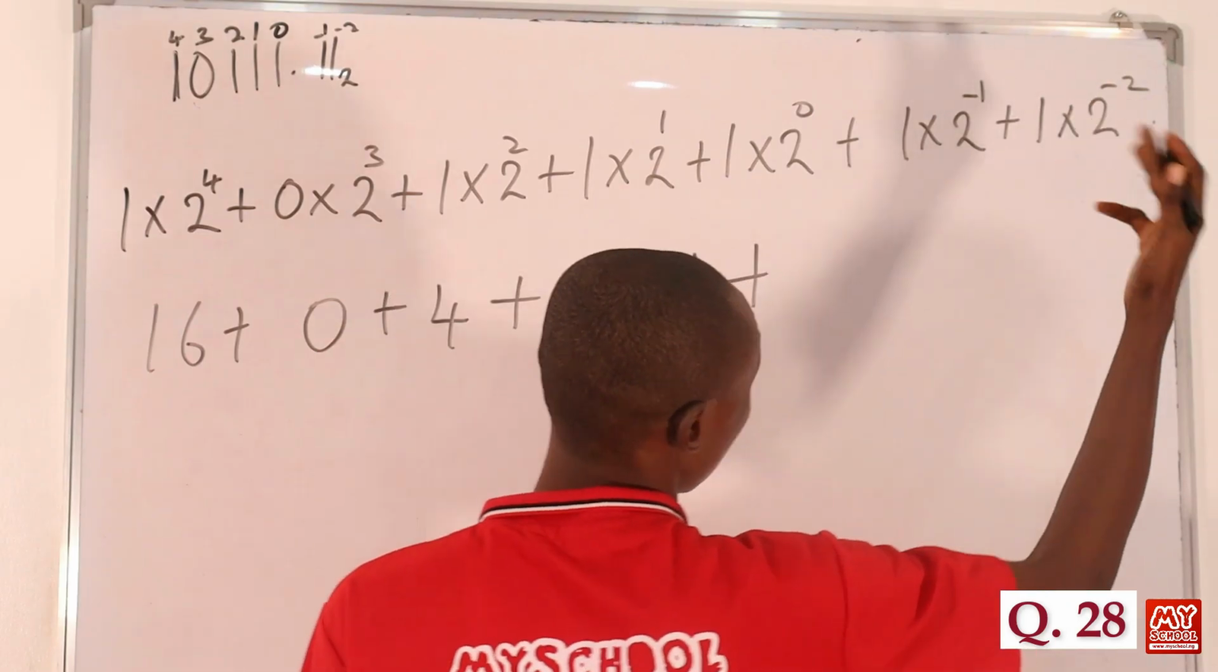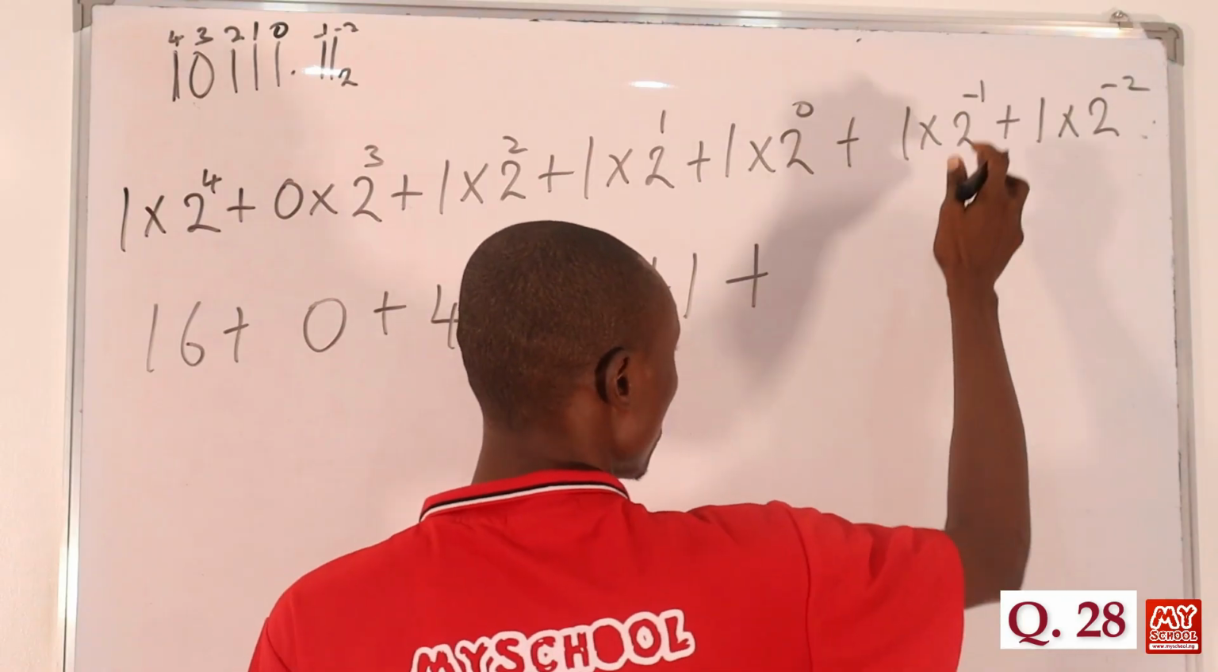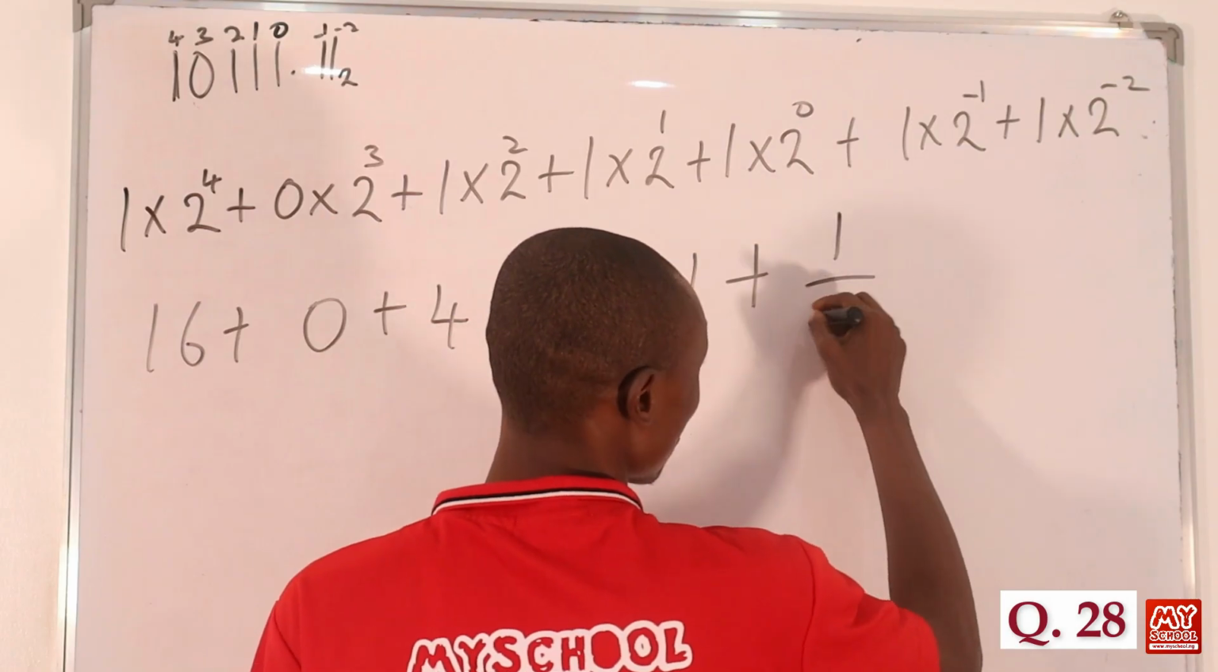Here we are to apply the law of indices. Remember that when I have a negative index, it's going to be 1 over that number raised to the power of that number. So in this case, I'll have 1 over 2 raised to power 1.